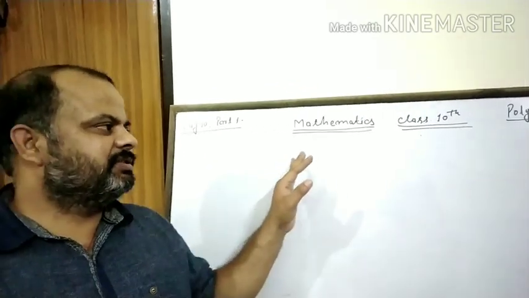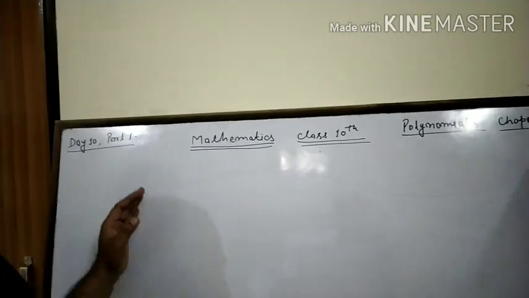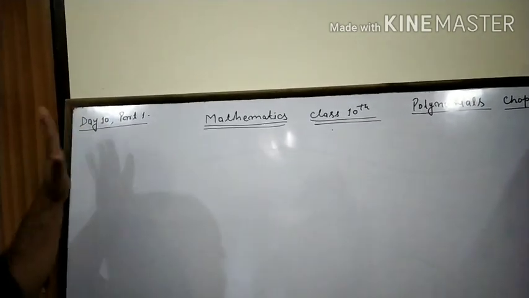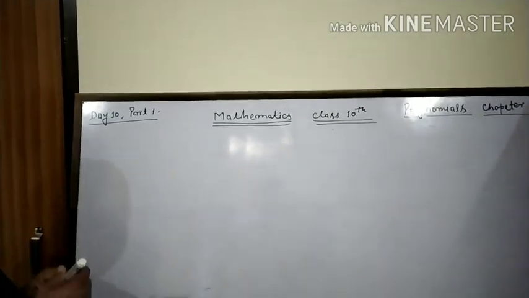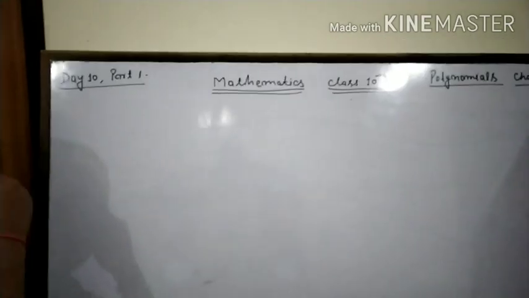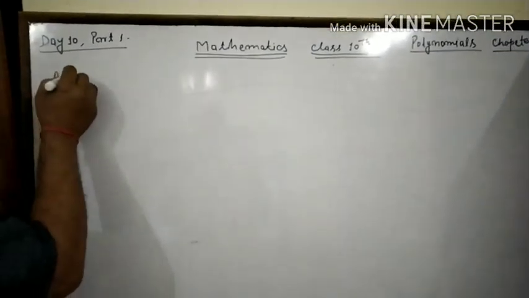Today we discuss chapter 2, polynomials. Clear? Then in polynomials in our schedule, day 10, part 1. Clear? Then in polynomial we discuss algebraic expression or combination.